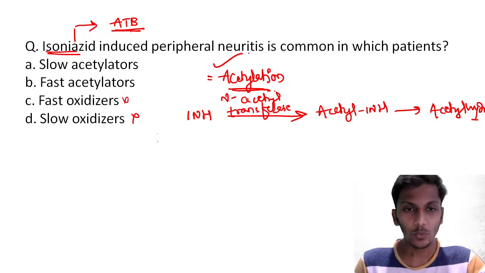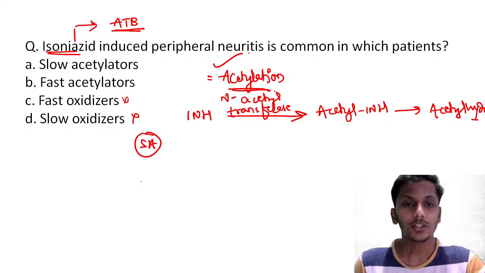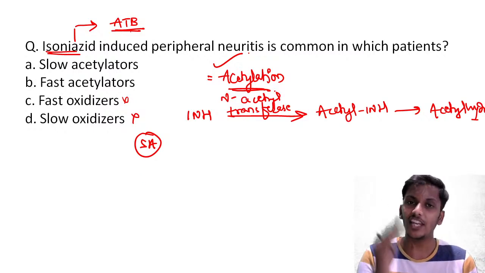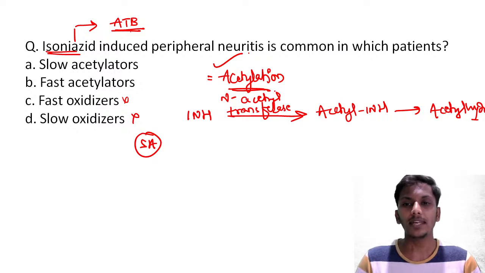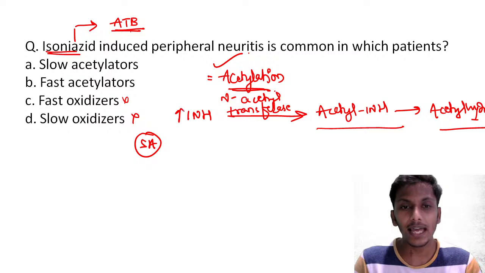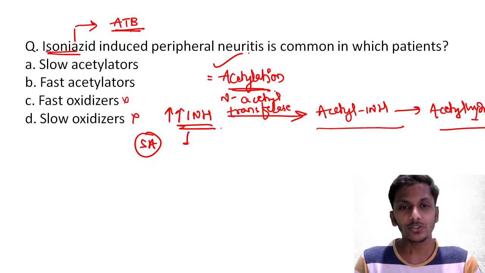So now let's see what happens in slow acetylators and what happens in fast acetylators. So in slow acetylators, the metabolism would be impaired. Acetylation is happening very slowly. So this process would be slowed down, and therefore the isoniazid drug would keep on accumulating in the body.